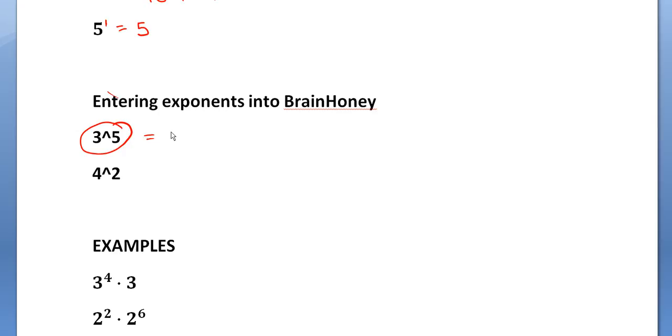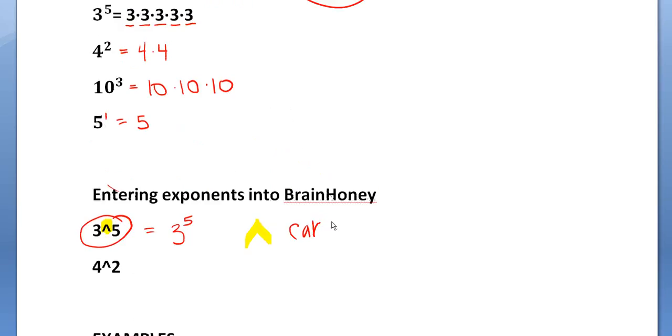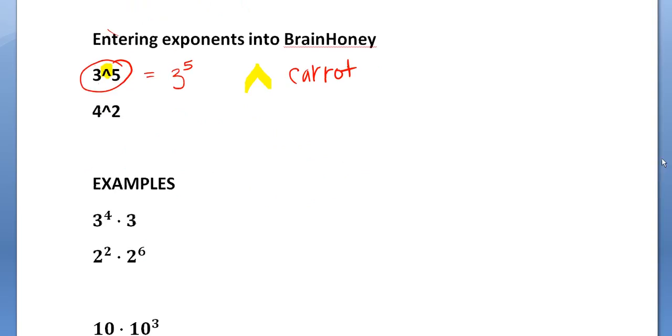This looks a little funny, but what it is saying is 3 to the 5th power. You will find this little symbol on your keyboard. Take a look at the number 6 and look at the symbol right above it. It looks like an upside down V, and we call it a caret. Not sure why it's called a caret, but it is. It's a way to enter exponents with just your keyboard. So if I wanted to enter 3 to the 5th power, I would enter 3 caret 5.